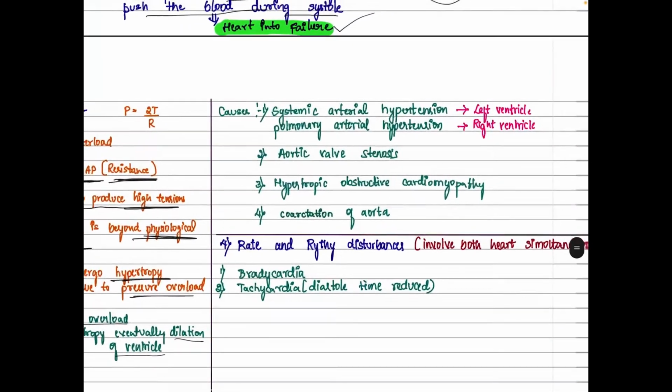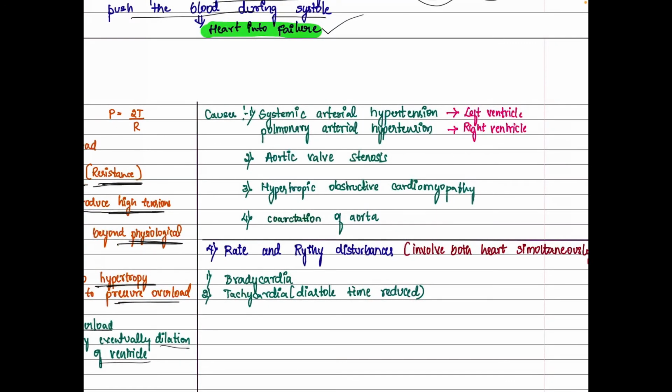Now let's see causes of excessive afterload. Systemic arterial hypertension and pulmonary arterial hypertension are the two causes for increased afterload for the left ventricle and right ventricle respectively, and also aortic valve stenosis, hypertrophic obstructive cardiomyopathy, and coarctation of aorta.